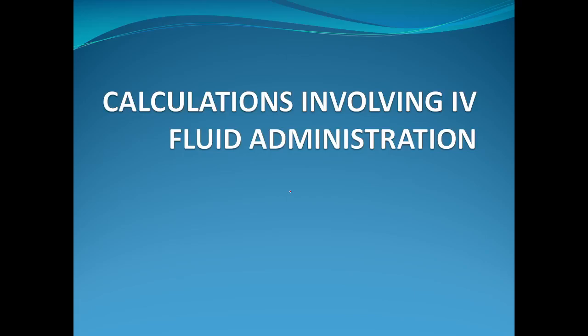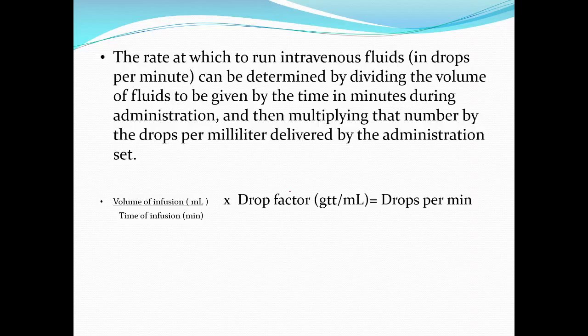Part 2 of Chapter 3 is how to calculate things for fluid administration, IV fluid administration. So we're going to do a little bit more math. The rate at which to run intravenous fluids in drops per minute can be determined by dividing the volume of the fluids to be given by the time in minutes during the administration. So we're going to give how much volume?